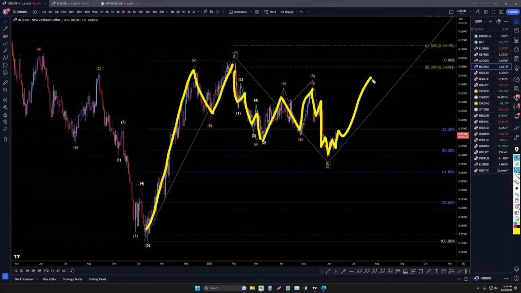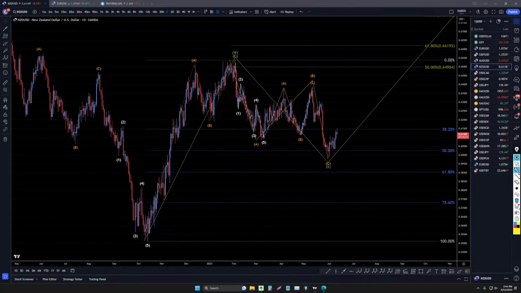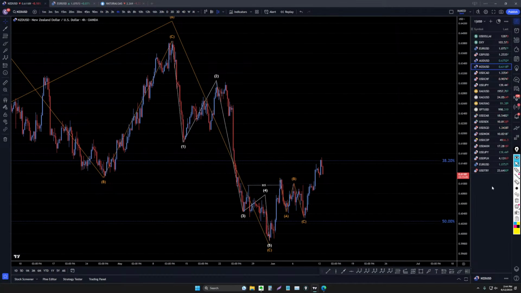I think that this will also end up continuing the uptrend, probably making another 3-wave pattern, like another A, B, and C, probably an A, B, C of W. I think both the Aussie and the Kiwi are making those W, X, Y patterns on the weekly and daily time frames. So let's take it down to the 4-hour time frame.